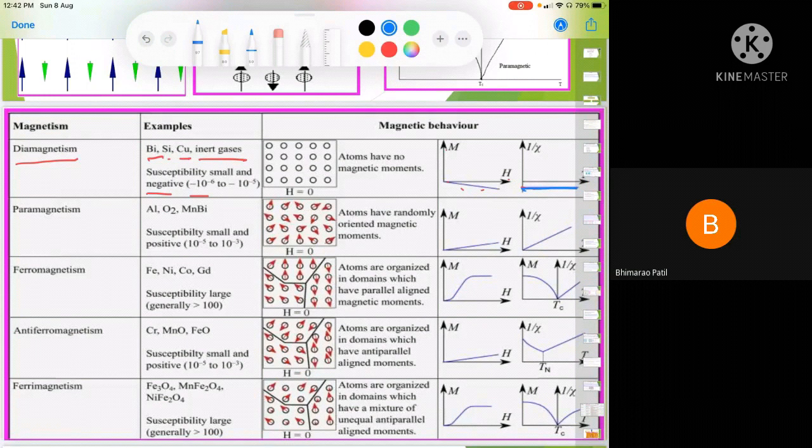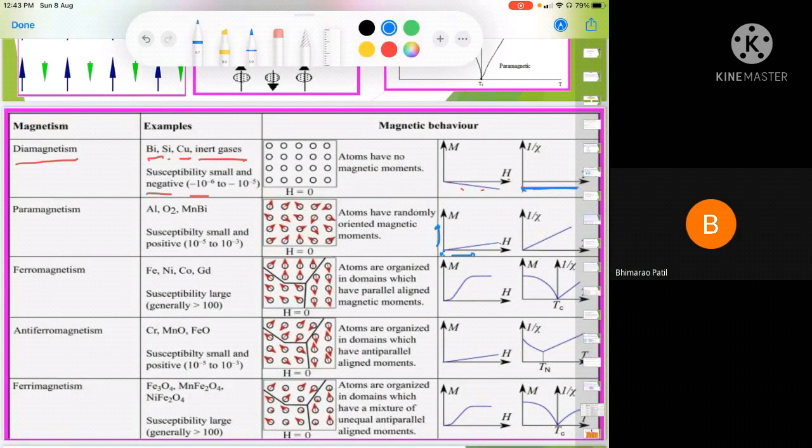And if you measure the magnetism with respect to the applied magnetic field, then you see in graph number one, if you increase the applied magnetic field, that is the value of H, then slowly the magnetism also increases, which shows always a positive value. Here is the 0,0 coordinate. If you increase the magnetic field, the magnetism increases in paramagnetic substances.